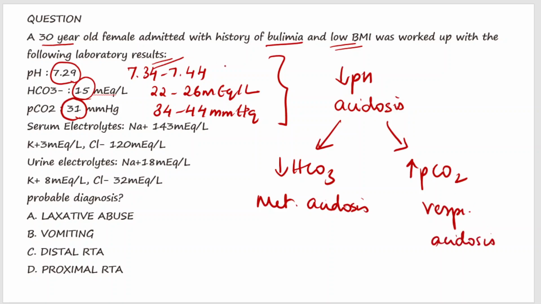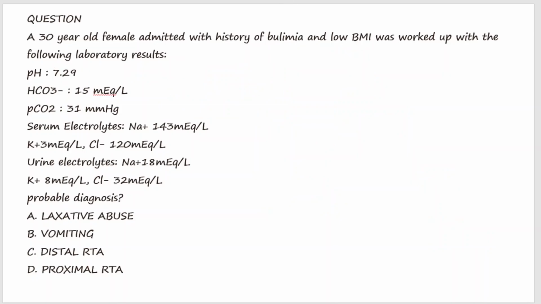Now here in this question, what do you find? You find a decrease in pH with a decrease in bicarbonate, and your PCO2 is also decreased. A decrease in PCO2 will not attribute to acidosis. So here it is a metabolic acidosis. Once you find out that it is metabolic acidosis, the next step would be to find out the anion gap, because based on the anion gap, you have two types of metabolic acidosis: high anion gap metabolic acidosis and normal anion gap metabolic acidosis.